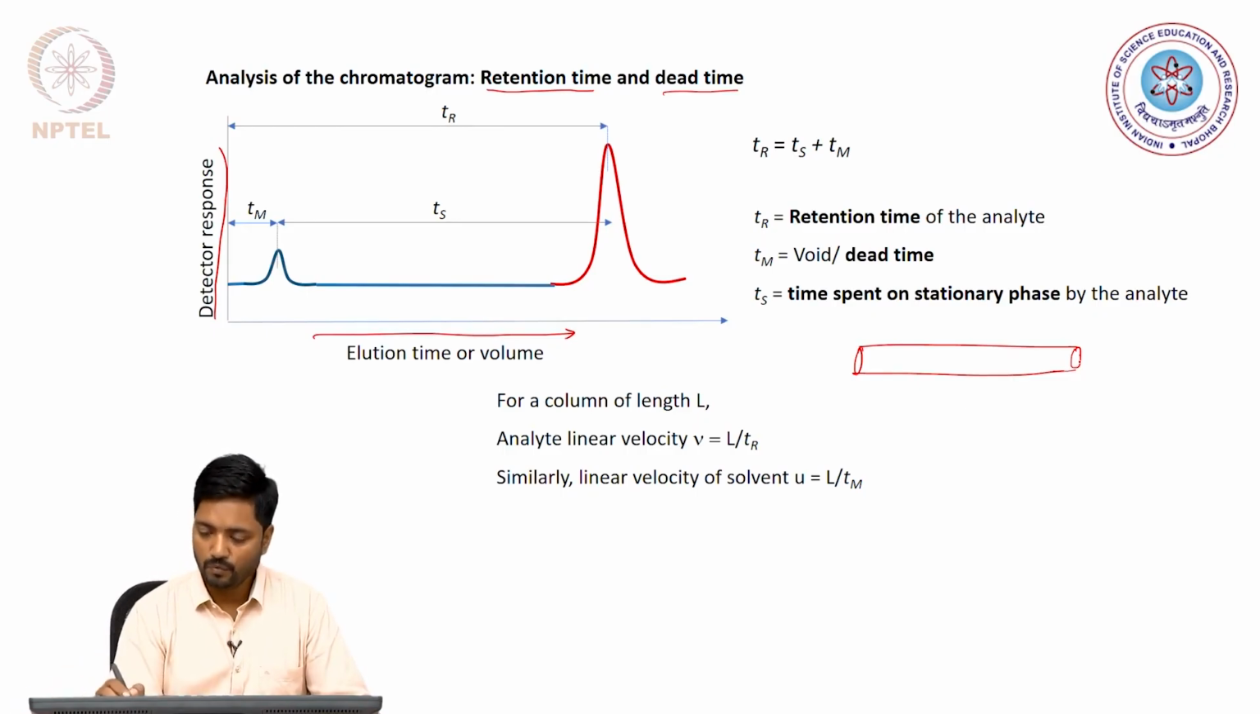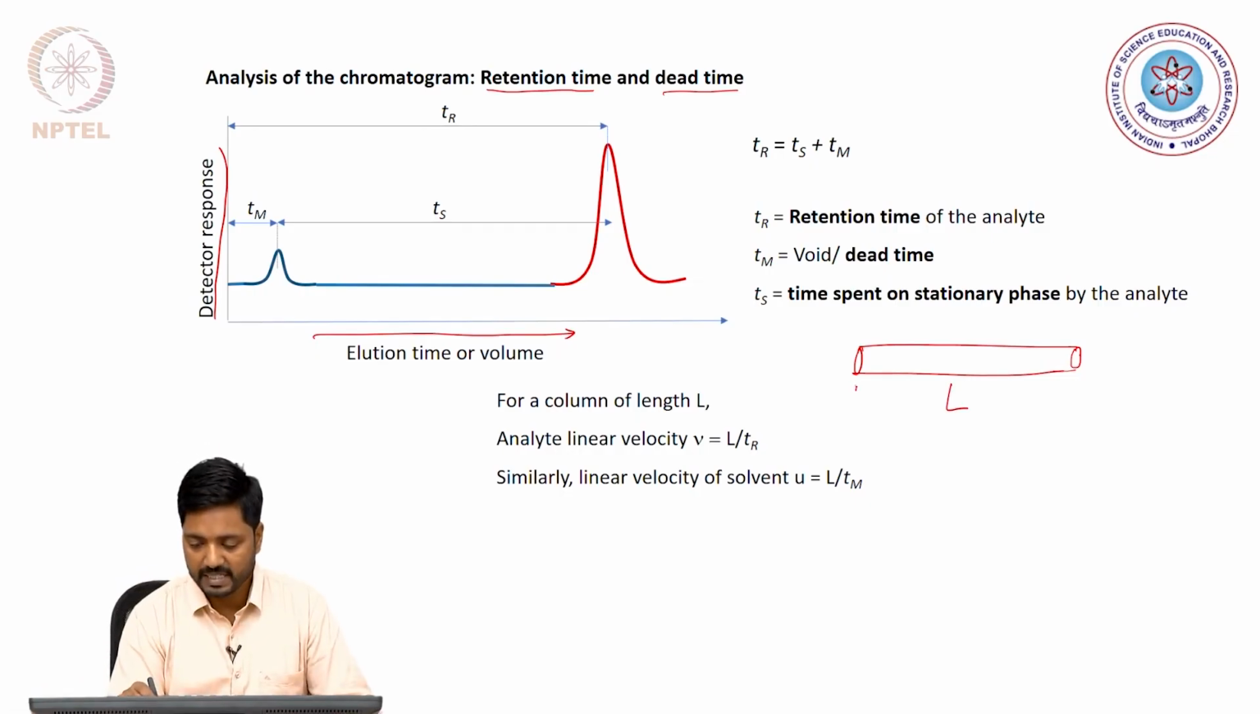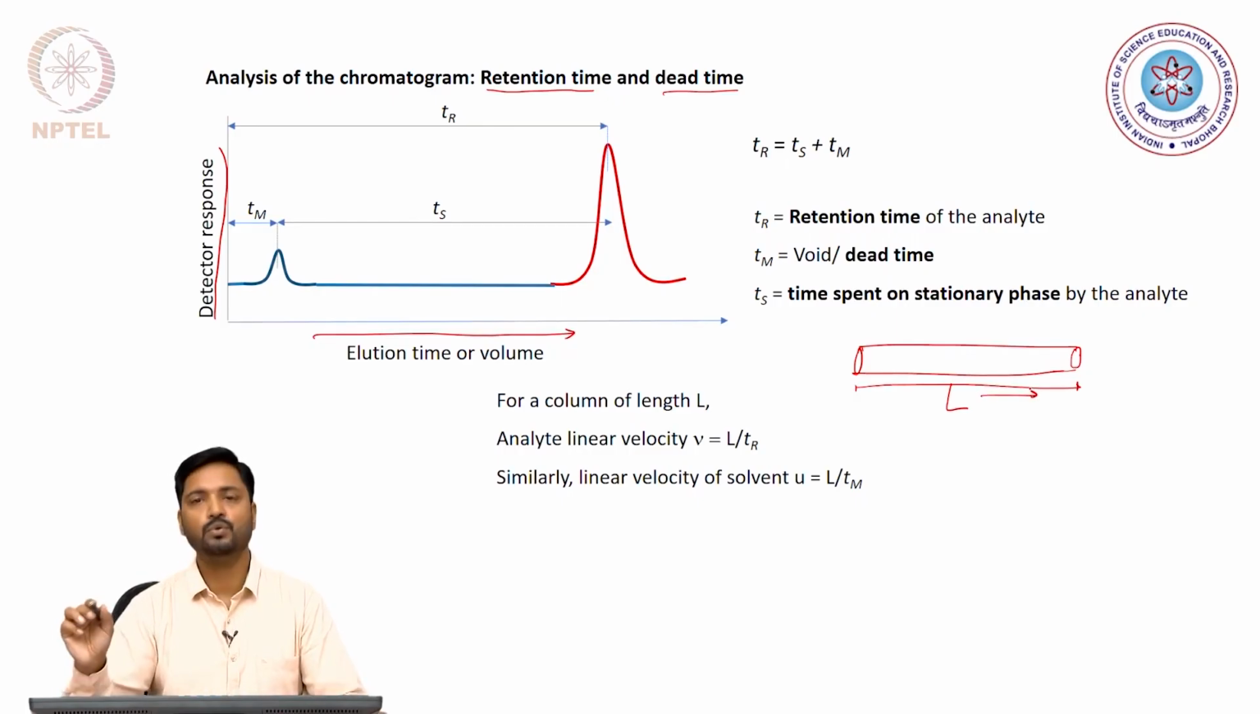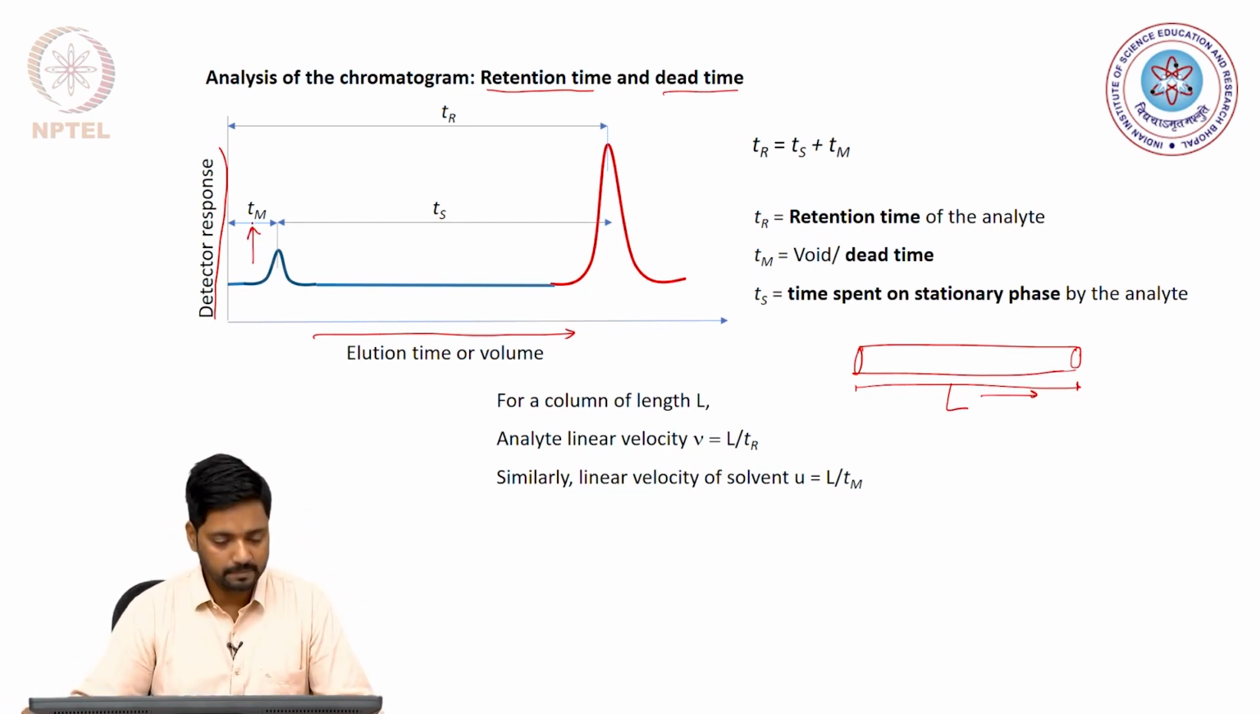phase. So, for a column of length L, there would be a finite time that would be taken for the mobile phase to move out of this column or to travel the length of this column. So, this time is denoted by T mobile or T m, and is the time that the mobile phase takes to come out of the chromatography column.